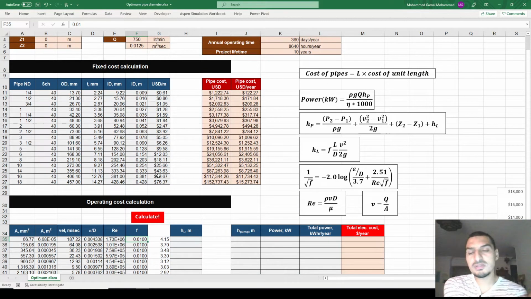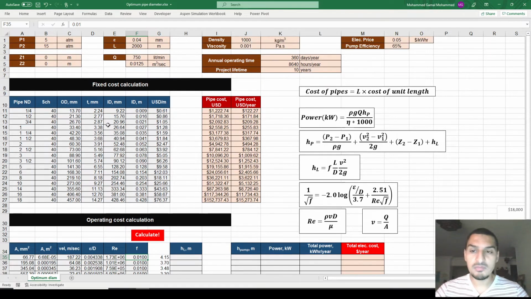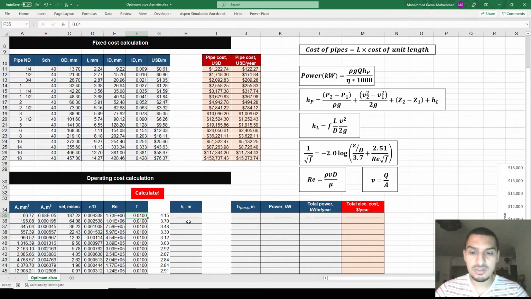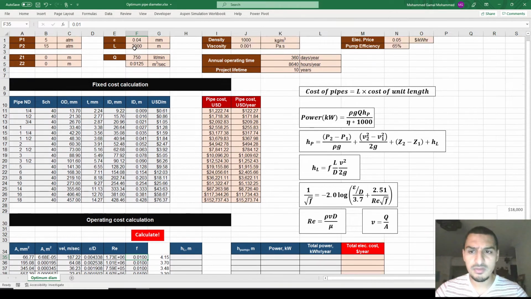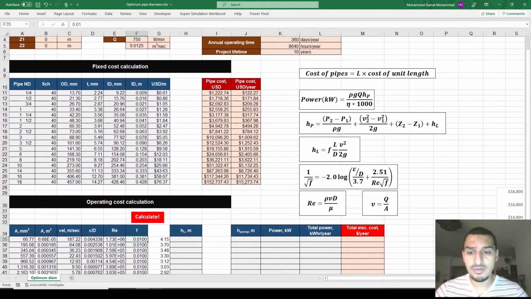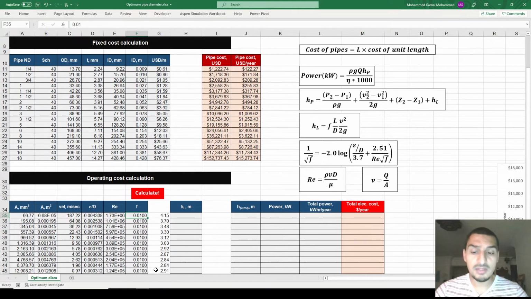But before I do this, just to make sure that you understand what's going to happen in this file. I'm now calculating the friction factor. I'm using it to calculate the losses, the pump head, and then the power, and then the electricity cost, which is the operating cost, and then to calculate the total cost. So just keep in mind that if I change the flow rate, or any other parameter that is affecting the friction factor, then all of them need to be recalculated again.